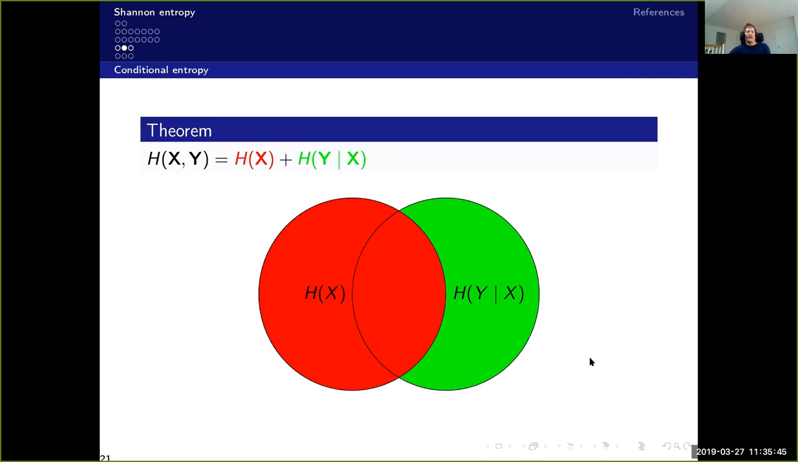So there is a theorem saying that the joint entropy of x and y is perfectly equal to the entropy of x plus the entropy of y given x. Seen in this Venn diagram, we have the entropy of x here, which is the red circle, and then the entropy of y given x is the green area here. So here you can easily see why you cannot have the entropy of x plus the entropy of y, because then we would count this area in the middle twice, as it would be too large. So that's why we need to do it like this instead.